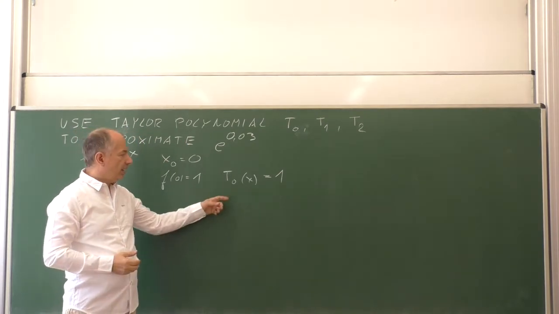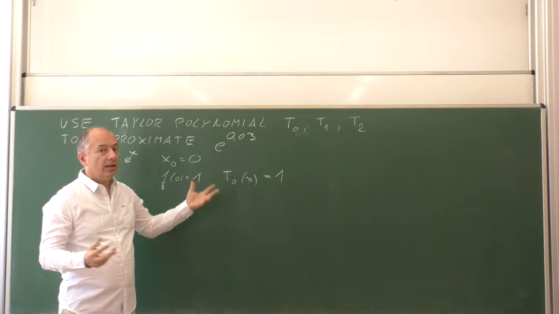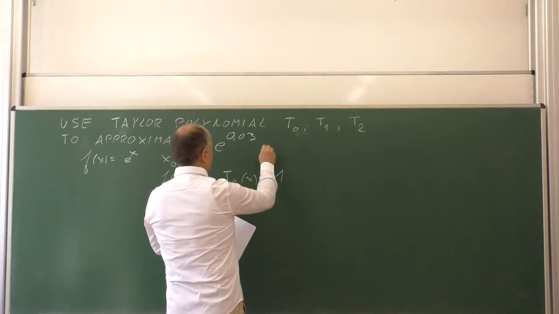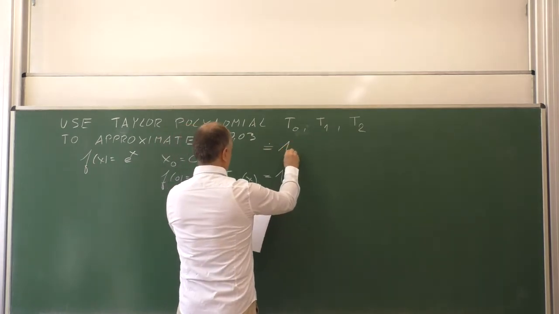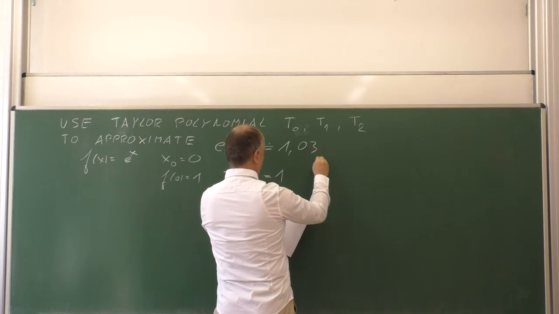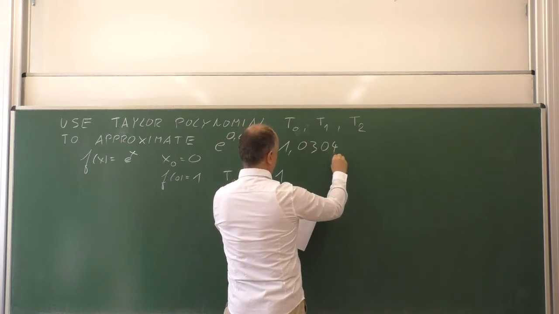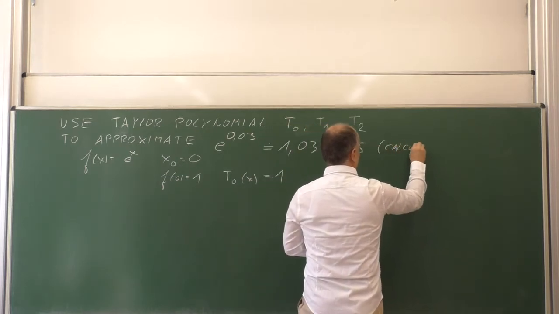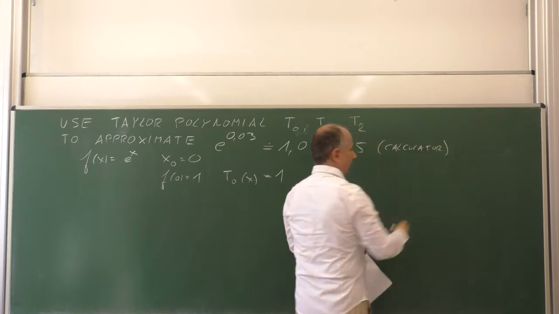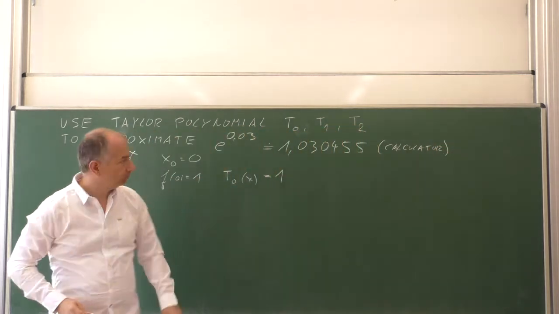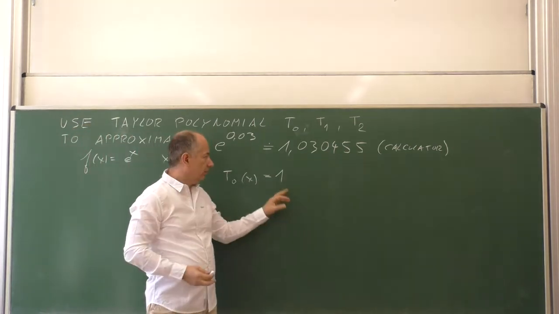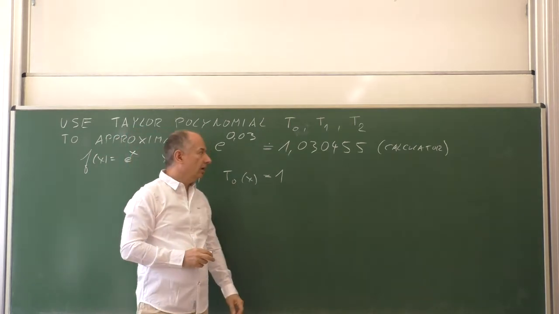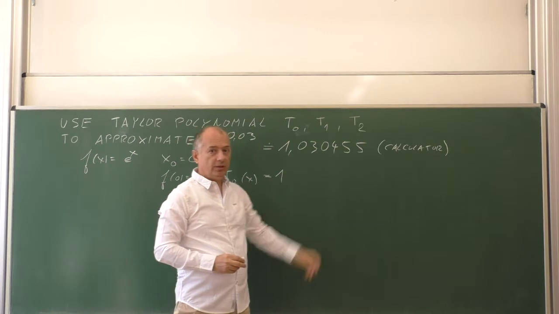We can compare our approximations with the calculated value. And the calculated value for this expression is 1.030455. This is the calculated value. 1.01, well, we could call this an approximation, but we can do better using t1 and t2.